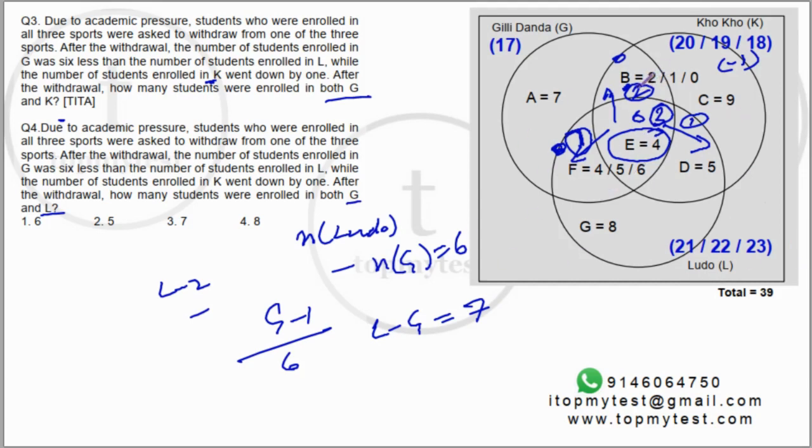If I put 3 and 0, this difference should have been 9, which is also not possible. 3, 0 is also not possible.